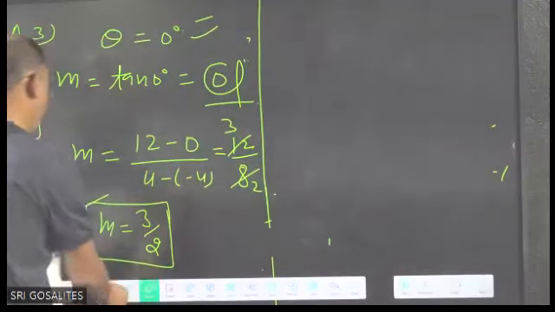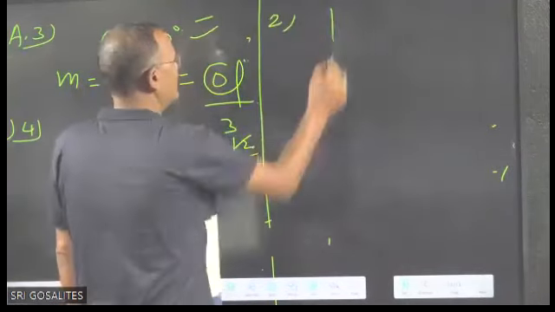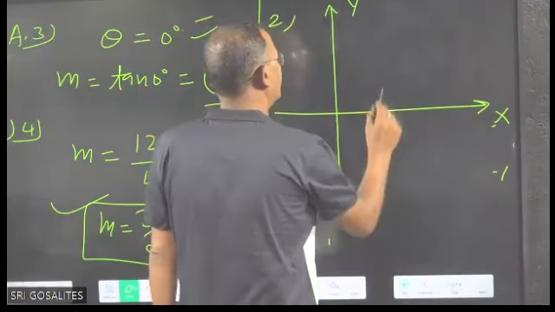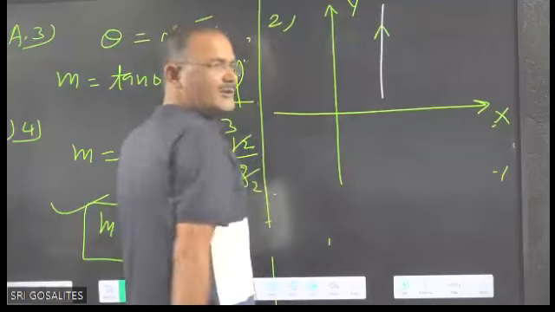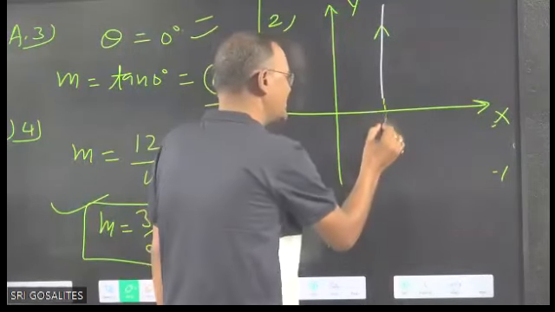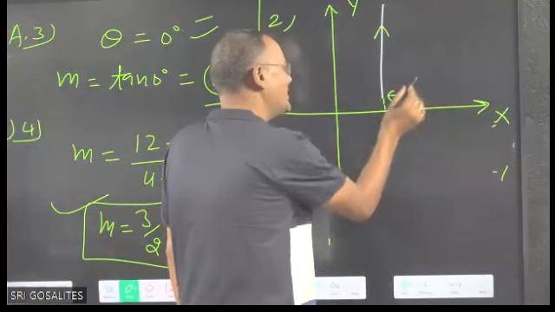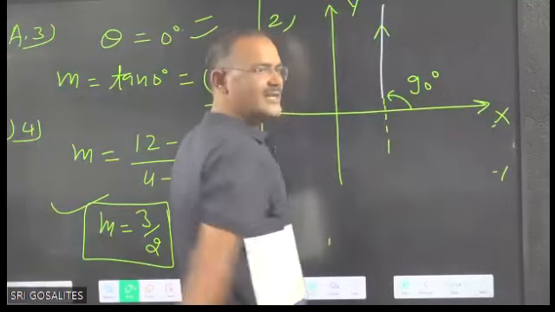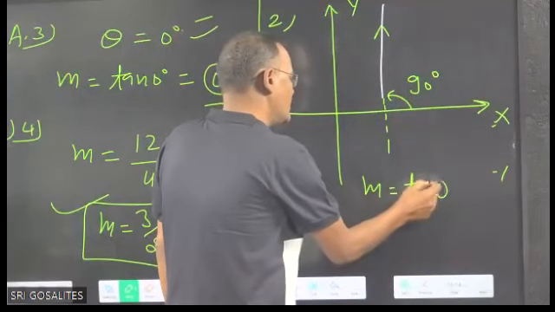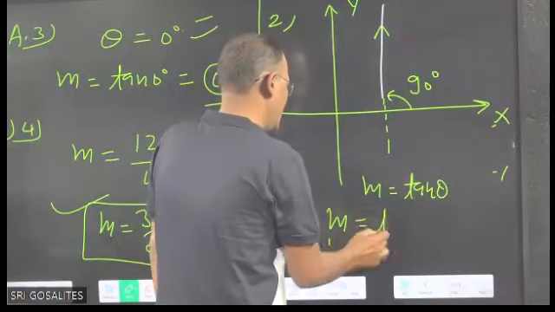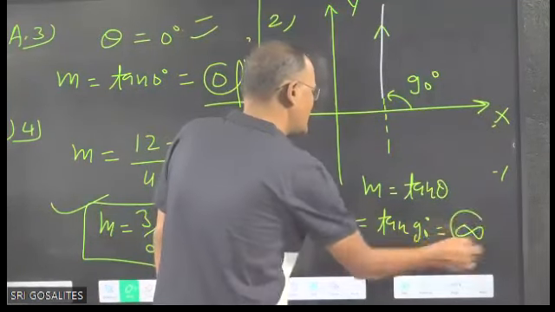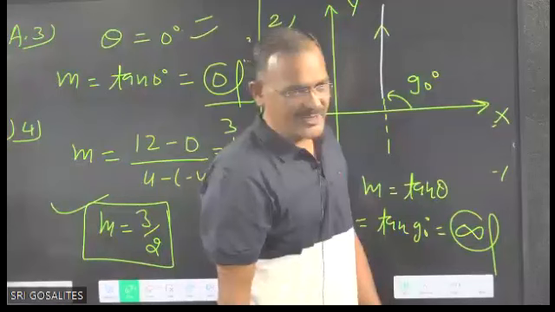What does it mean? Here is the x, here is the y, this is the line. So for the angle, what we need? Theta. If I draw this back side, what is this theta with the x-axis? 90. Children, what is the slope? What is the slope? tan 90. What is the tan 90? Infinity. Means it cannot be defined.